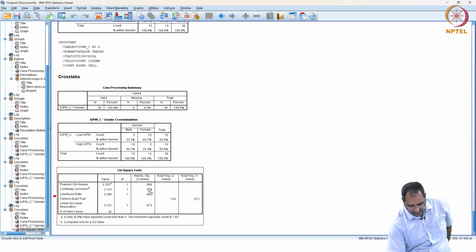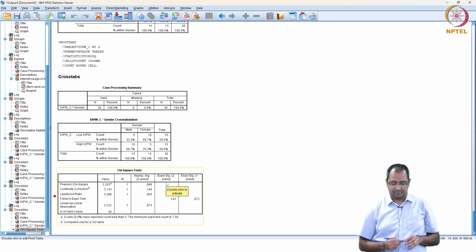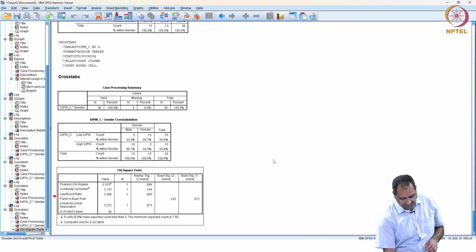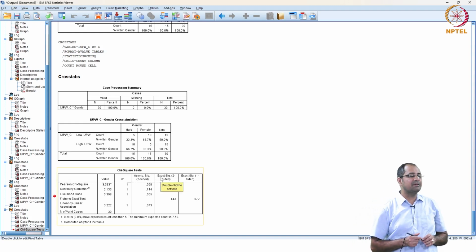we are getting 0.068. This is two-sided. We have to look at two-sided, this one. Asymptotic significance. This p probability value is 0.068, which is greater than 0.05.